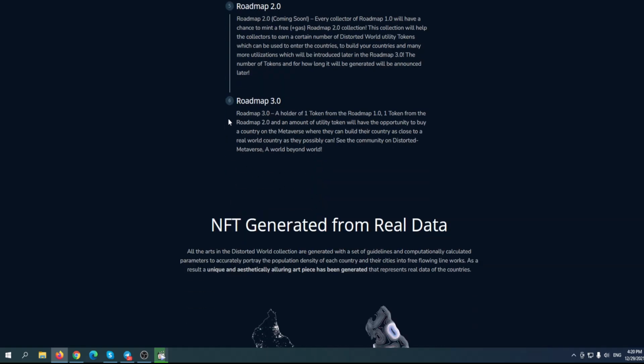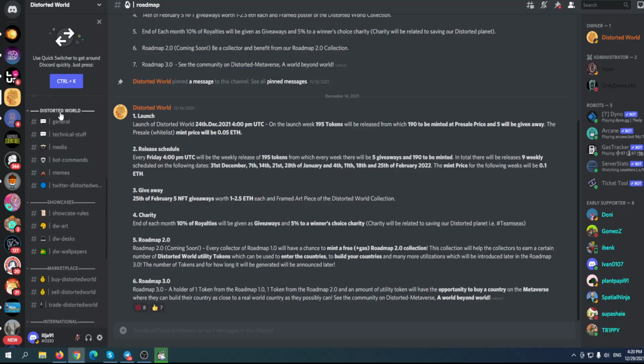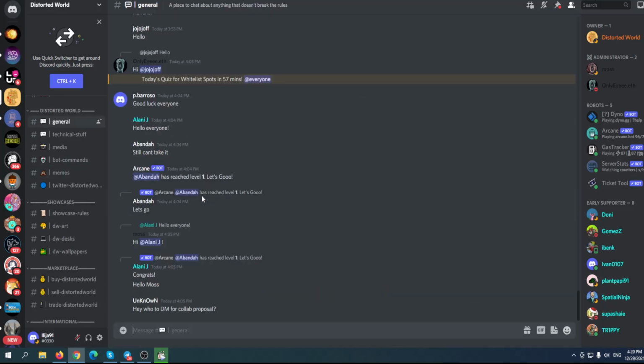And roadmap number 3, a holder of 1 token from the roadmap 1.0, 1 token from the roadmap number 2, and an amount of utility token will have the opportunity to buy a country on the Metaverse, where they can build their country as close to a real-world country as they possibly can. So you can find out more on their Discord about how this is going to work and see that their community is pretty active. People are talking about this amazing project.